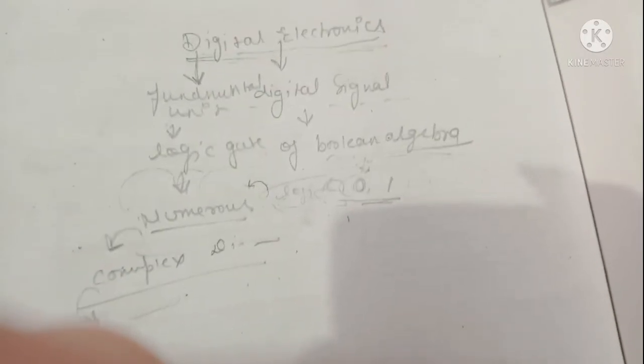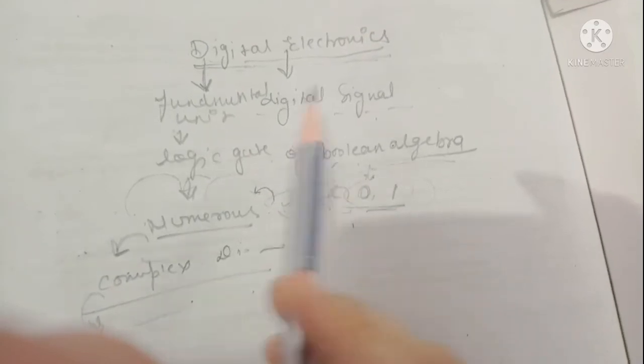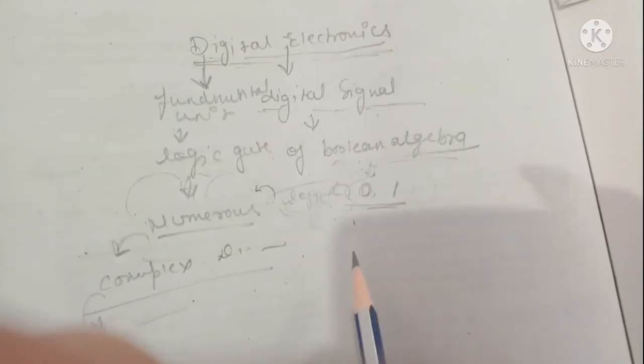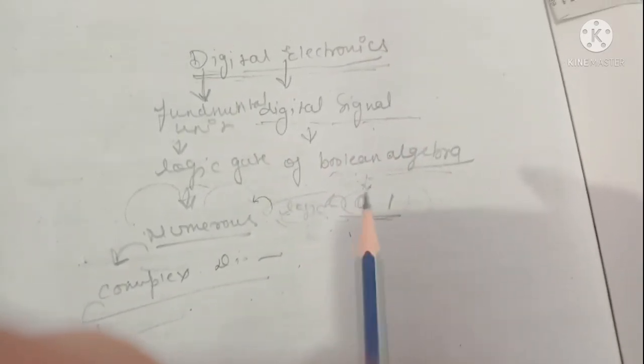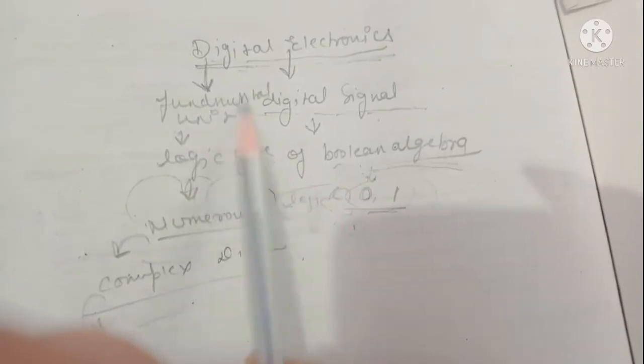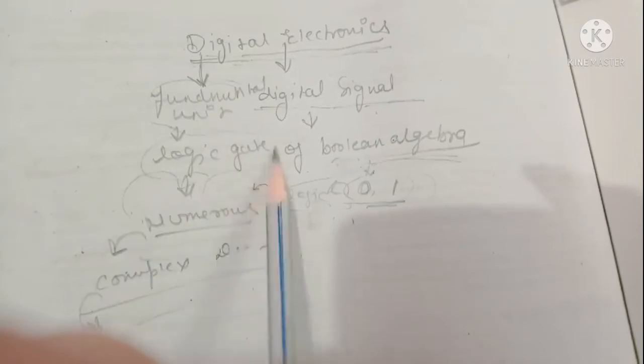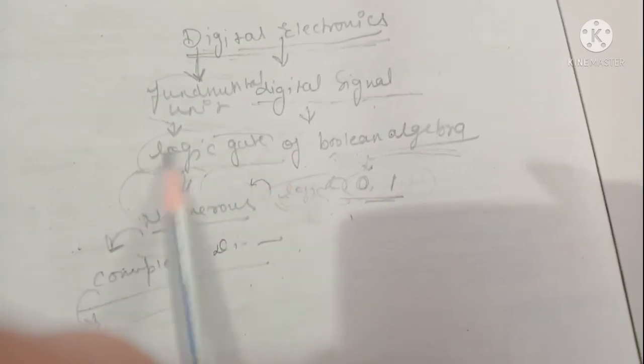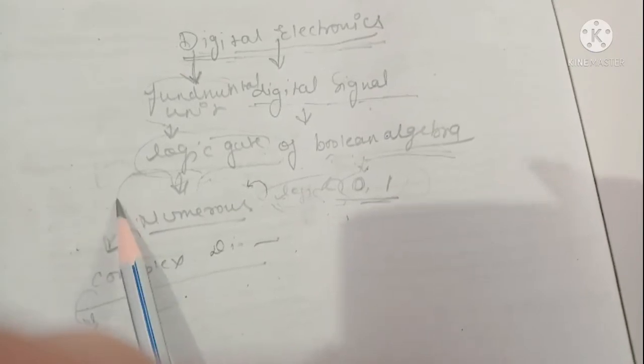So it is very simple. The definition is very simple. Digital electronics is the electronics that uses the digital signal instead of the analog signal. It is a common representation of the Boolean algebra, and the fundamental unit is the logic gate. We can combine numerous logic gates to create complex digital electronics.